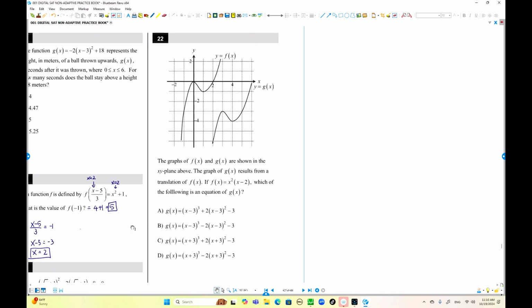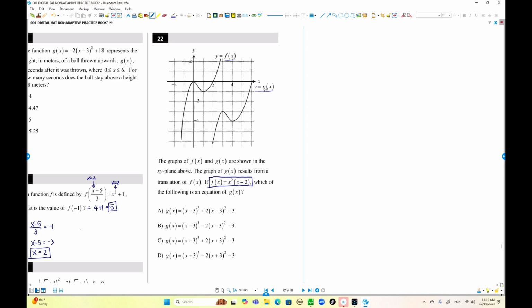Here is number 22. This is the graph of f(x). This is the graph of g(x). f(x) is given by the equation f(x) = x squared times (x minus 2).